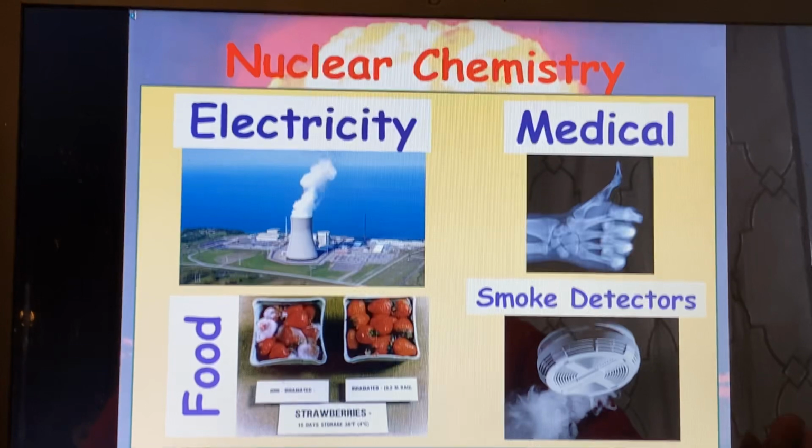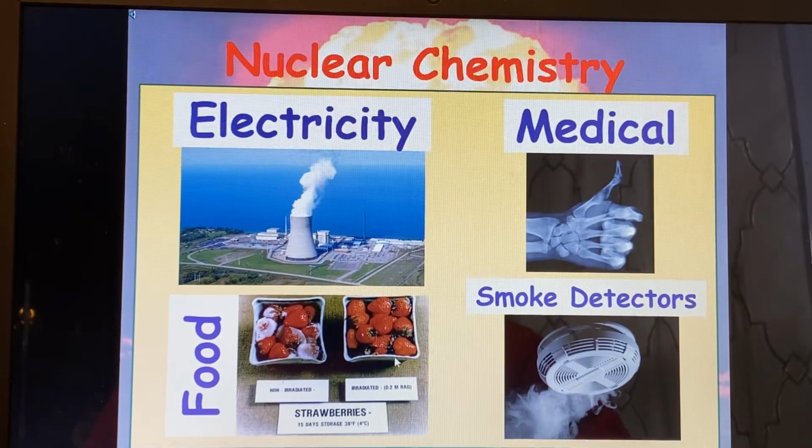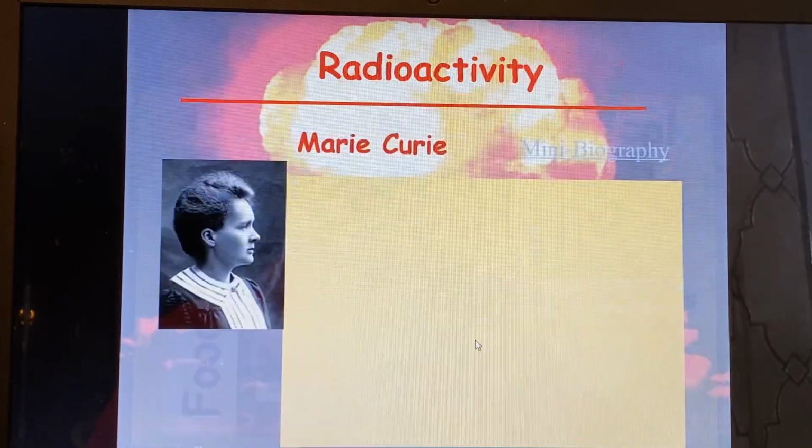So there's lots of ways nuclear chemistry is used, and I try to give you some examples of places where it's not normally done or where you would normally think of it.